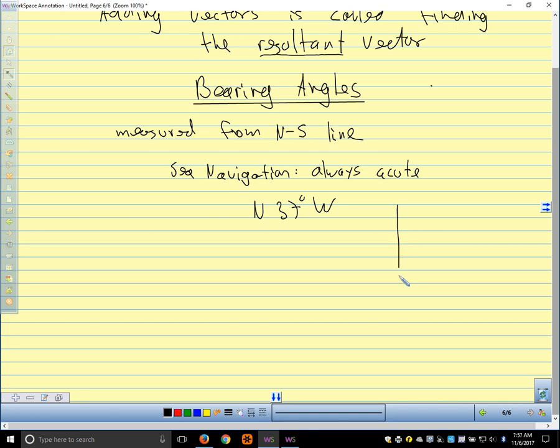And what this means, I usually think about this backwards: 37 degrees west of north. So this is north, west. That would be that angle. 37 degrees west of north. So south 28 degrees east is 28 degrees east of south. That would be that angle. 28 degrees east of south.